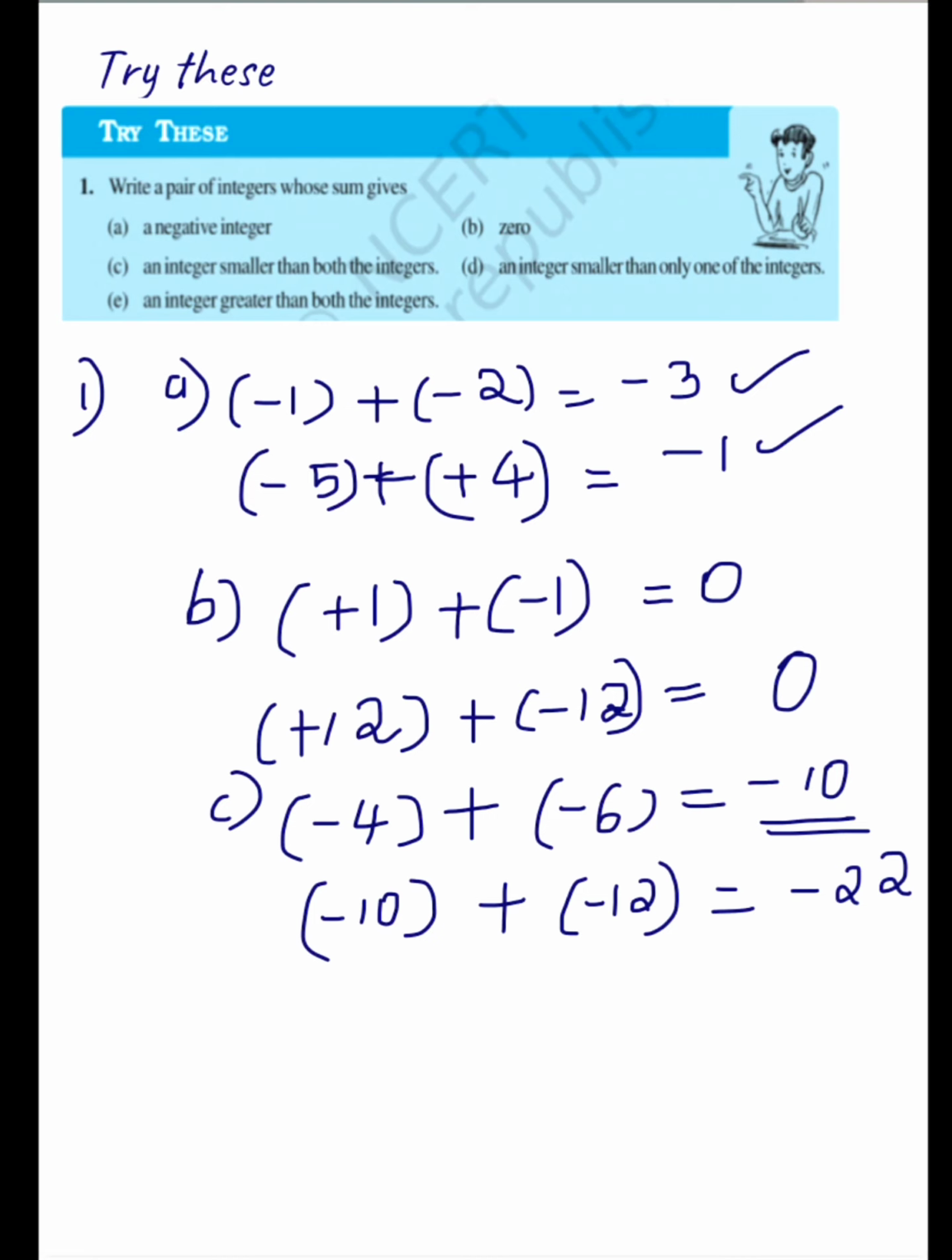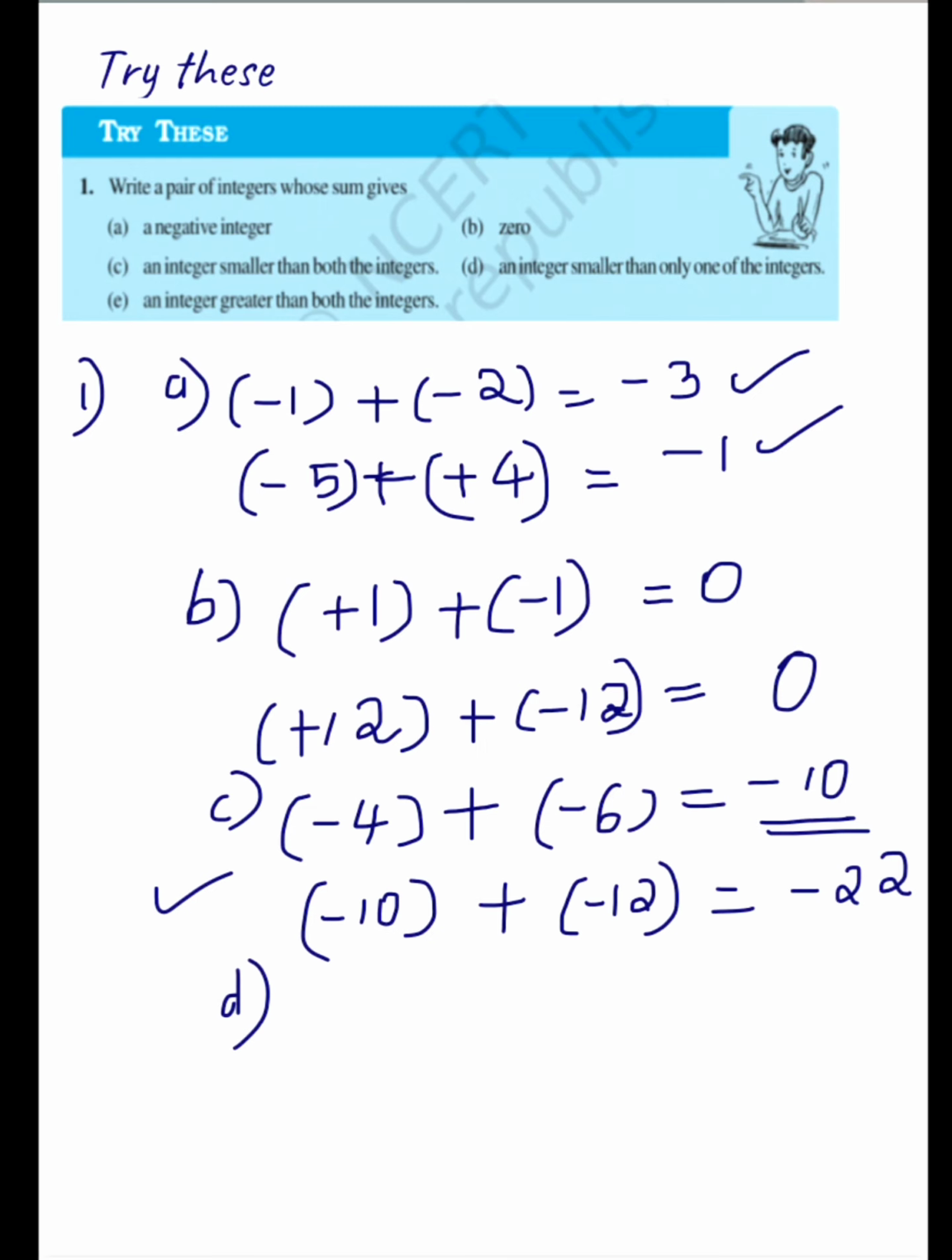Now let's see D. What is D? An integer which is smaller than only one of the integers. So in the previous question, in the C case, the answer should be smaller than both the integers, but here the integer should be smaller than only one of the integers.